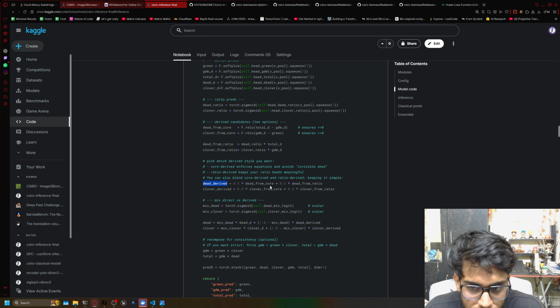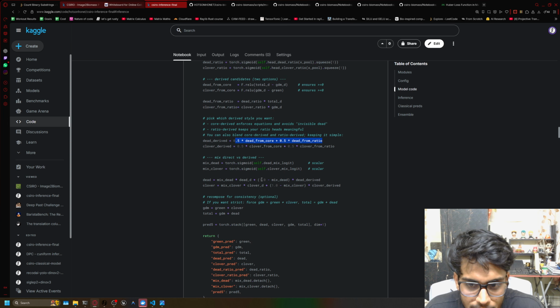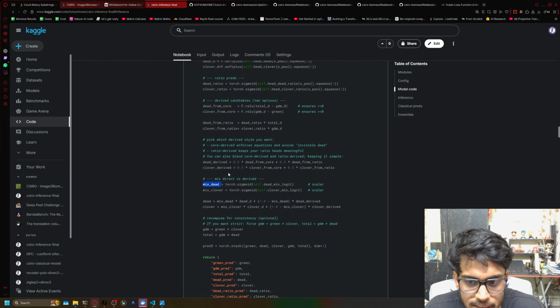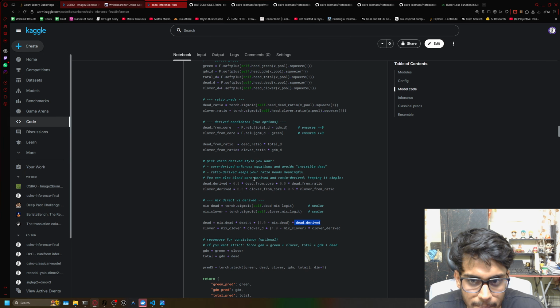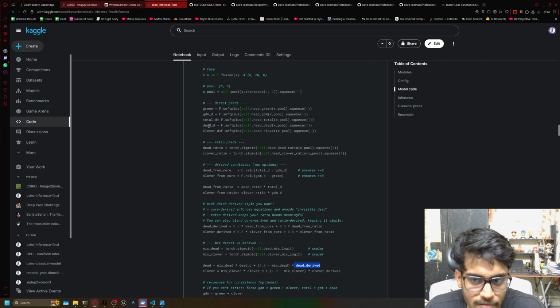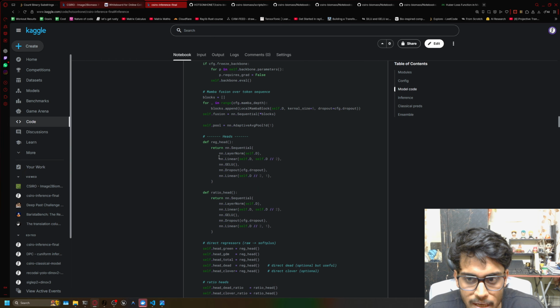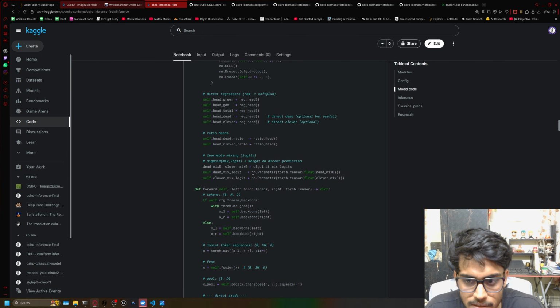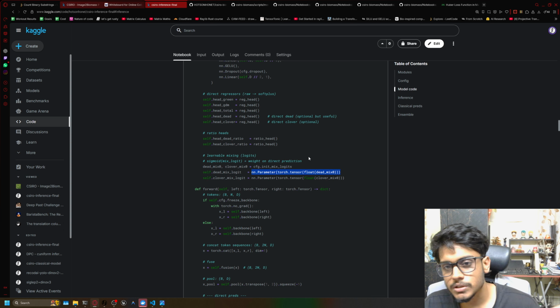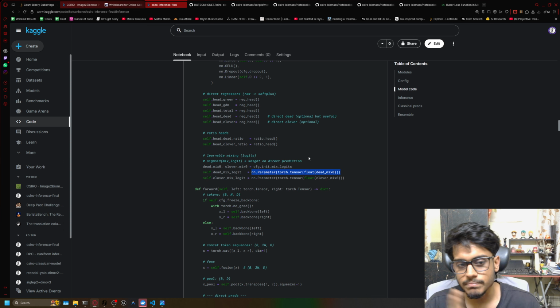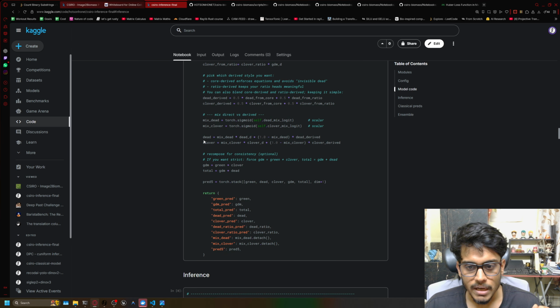So this is the derived value that I got from the ratio and the total. Then I have this mix dead. So this was basically how much to trust this derived value versus how much to trust this dead value from the regression head. So this parameter that I have, the learning parameter for the model, was basically learning how much confidence it should give to the derived value versus the regression head.